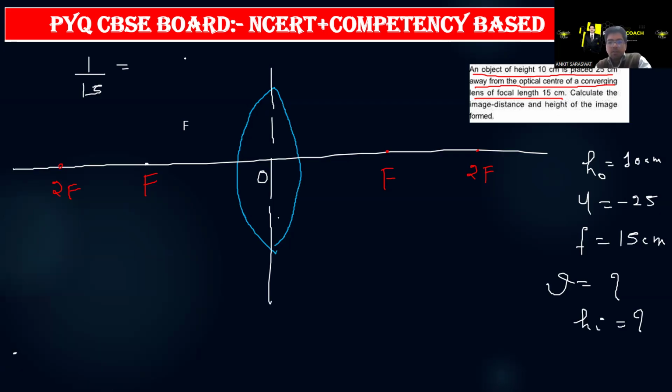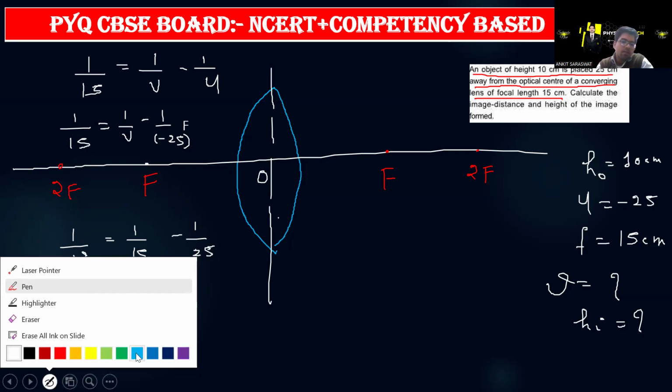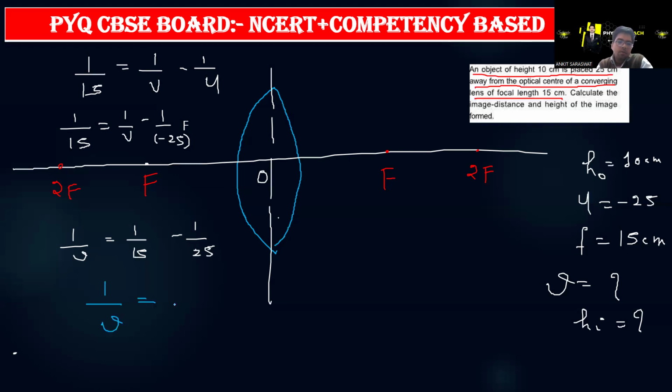Is it okay? So write 1 upon f is equal to 1 upon v minus 1 upon u. U is given, how much? U is minus 25. So 1 upon v comes out to be 1 upon 15 minus 1 upon 25. So easily we can solve. You can write like this: v comes out to 15 into 25 upon 25 minus 15.